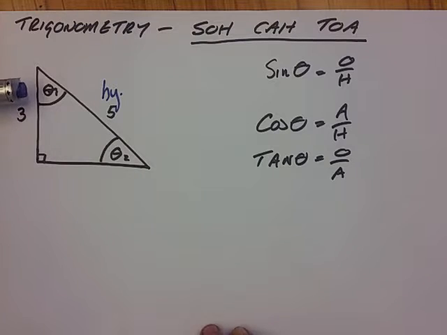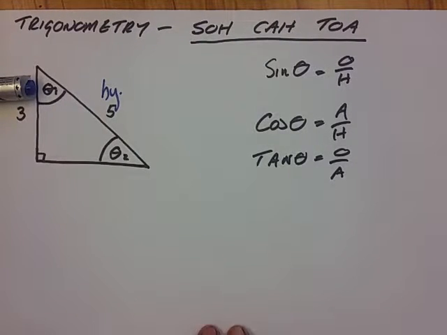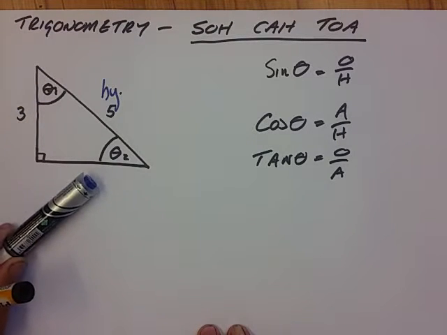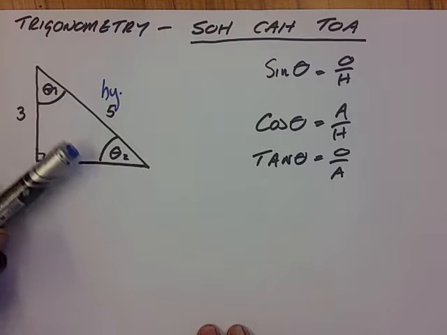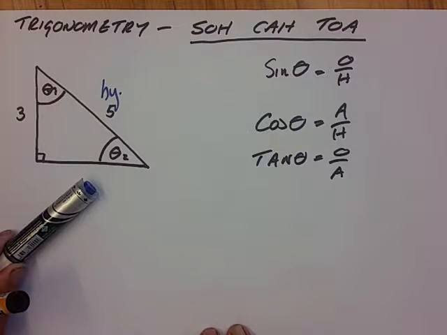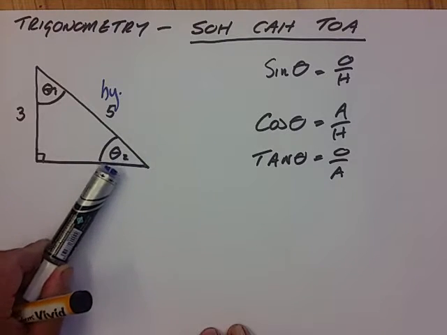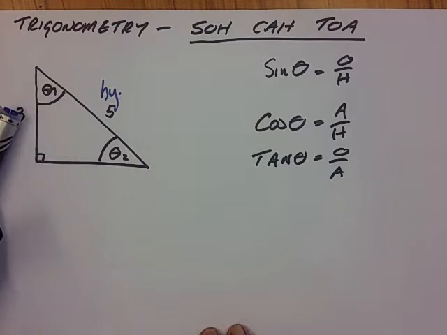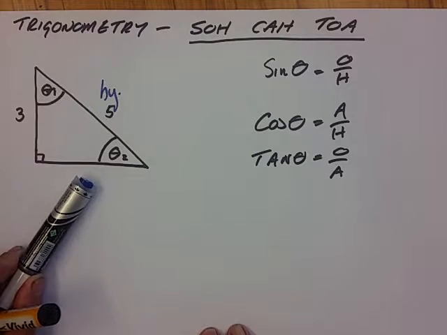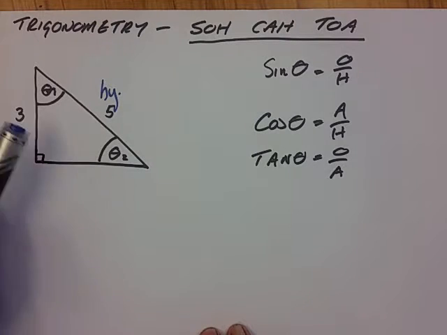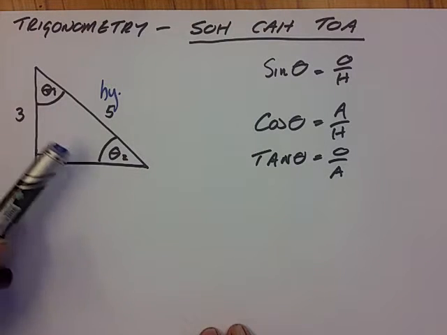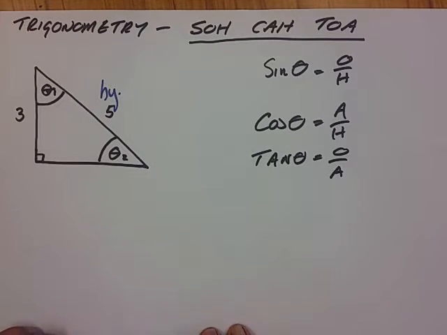So let's say we're looking at theta 1 to begin with. Well, in this case, the 3 is adjacent to theta 1 and side B is opposite theta 1. However, if we were concentrating on theta 2, the angle here, then 3 becomes the opposite and the unknown becomes the adjacent. So these two switch between opposite and adjacent depending on which angle we use.